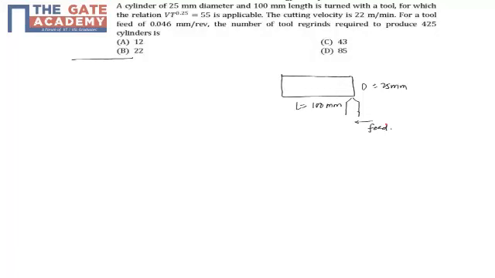Okay, so we have the cutting velocity given. For a tool feed of 0.04, the feed rate is 0.046 mm per revolution. Now let's calculate the time required for one cylinder. How much turning time is required for one cylinder?